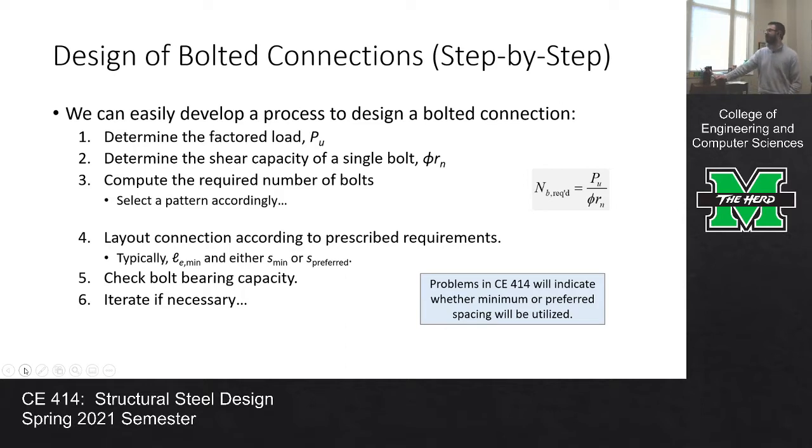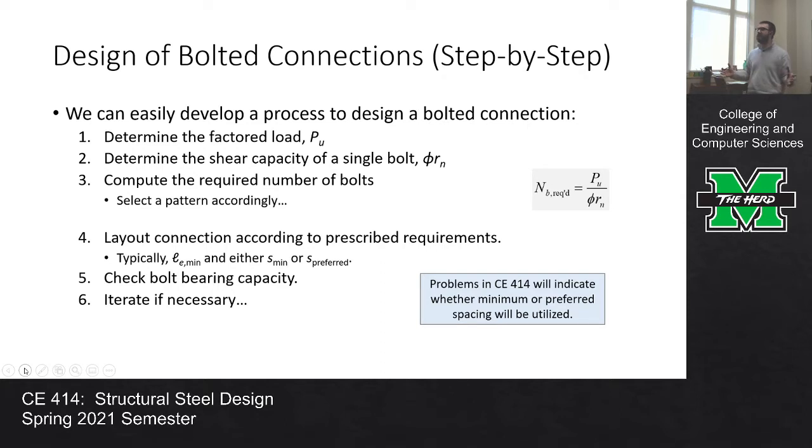So we divide, and it's not going to come out to a nice pretty number like 10. It's going to have some decimal value with it. Based on that required number of bolts, we select a pattern accordingly. I'm going to talk about what I mean by that in a second. But the long story short is, you're rounding that up to select a pattern of bolts.